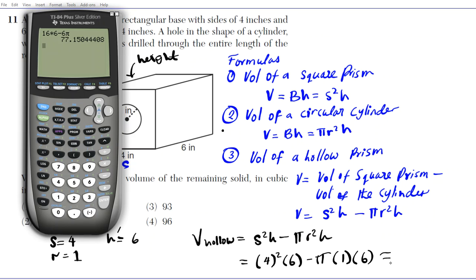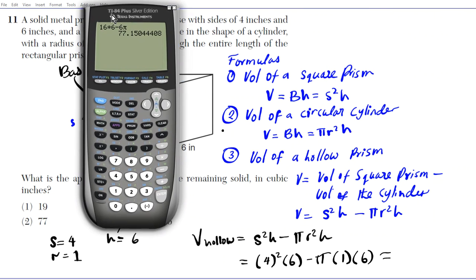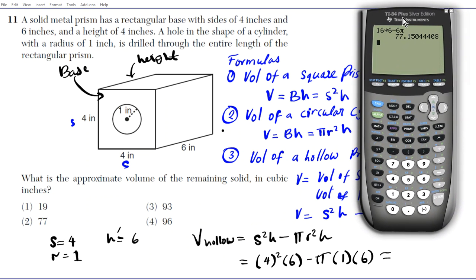And then we get 77.15. We are asked to round to, let me see, where are we rounding to here? Well, we're rounding to the nearest whole number, the ones place. So we can simply round it, and it is approximately 77. As we can see in the calculator, our answer is option number 2.